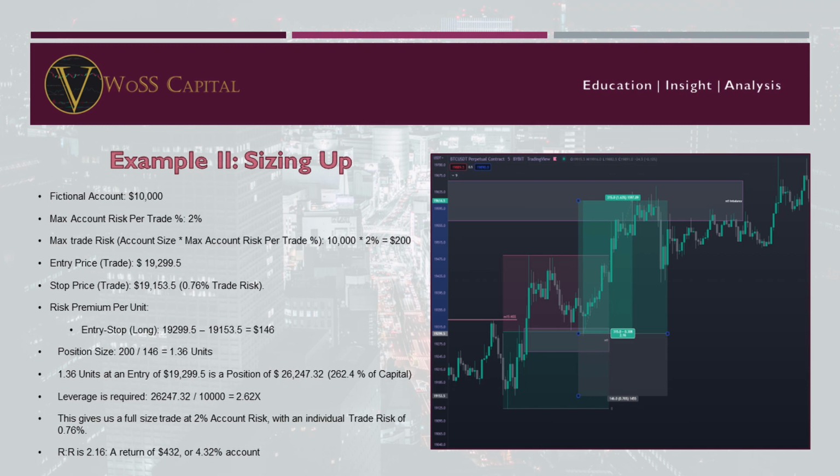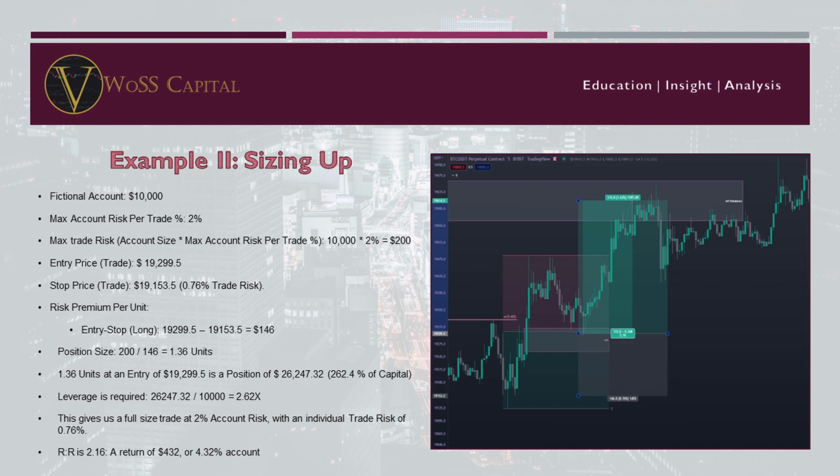So we can see leverage is required in terms of sizing that up, and the leverage calculation is simply the total position size in dollars divided by your account, so 2.62x, and that would give a full size trade at 2% account risk with an individual trade risk of 0.76%, and with an RR of 2.16 you would return 4.32% account on that trade where it's successful, which it was obviously in this example.